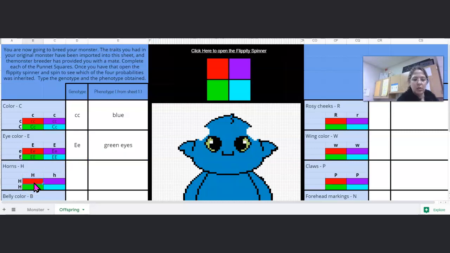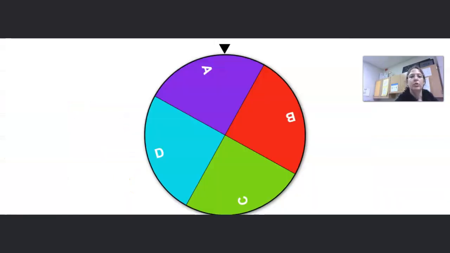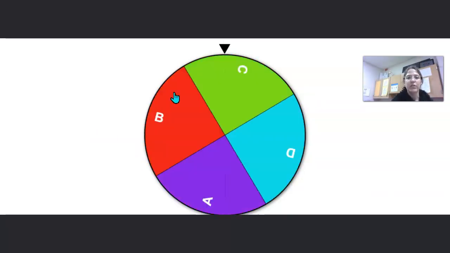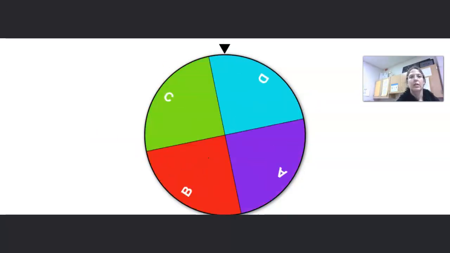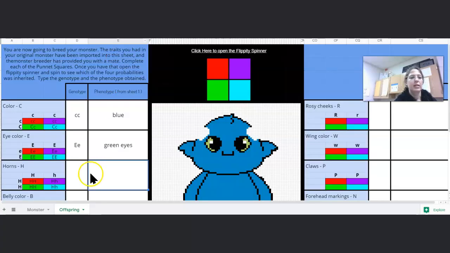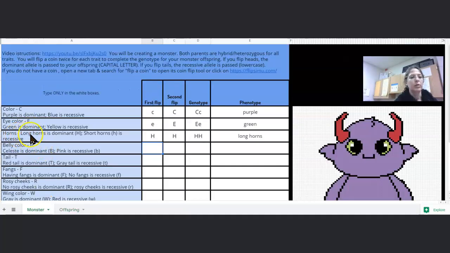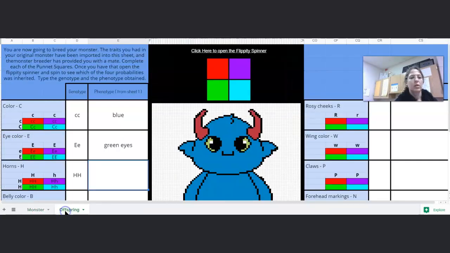And you'll continue to fill in the Punnett square and to pick the flippity spinner until all of the traits are filled in for this offspring. This one is red, so it's capital H, and that was what was dominant in horns. Long horns was dominant. Long horns.